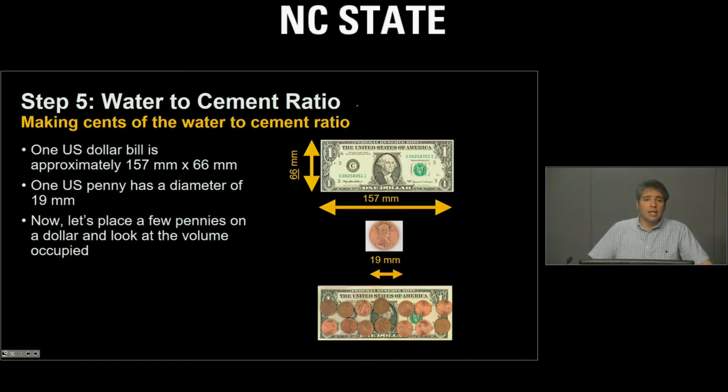So now, if we want to use the concept of making sense out of water to cement ratio, we will consider a US dollar bill. A US dollar bill is approximately 157 millimeter wide and 66 millimeter tall, and we will use the US penny, which is 19 millimeter in diameter, and we will start to put those pennies on the dollar bill, as you can see over here.